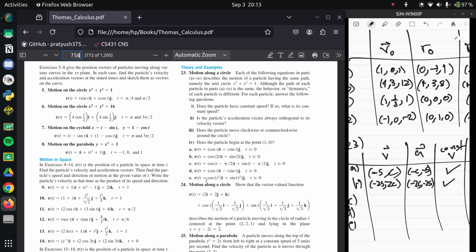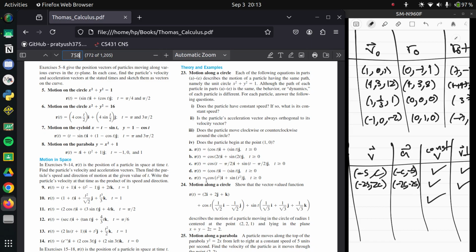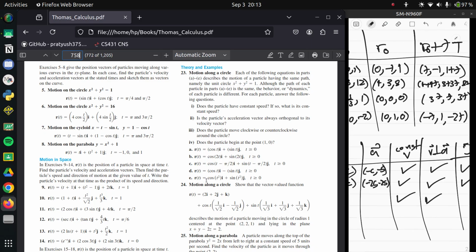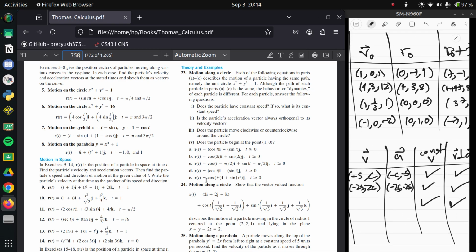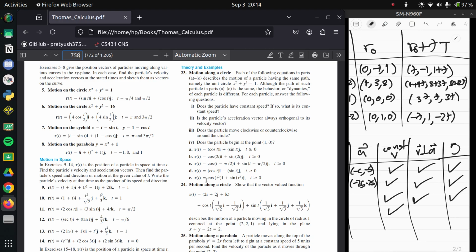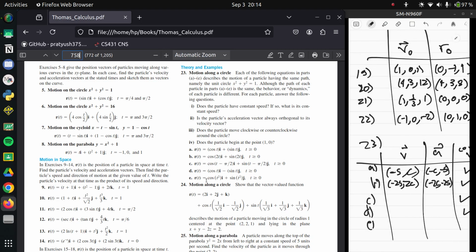So for C, yes, it's constant speed. Yes, v perpendicular to a. Is it counterclockwise? Yes. D is, once again, constant speed, it's just going the reverse way. Okay. E is, oh, now it's good. So no, it's not constant speed.